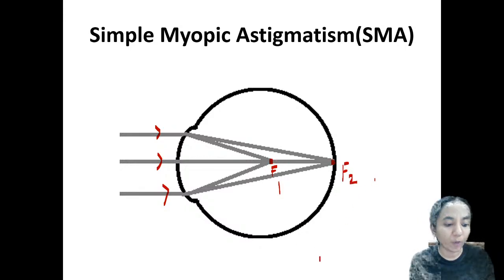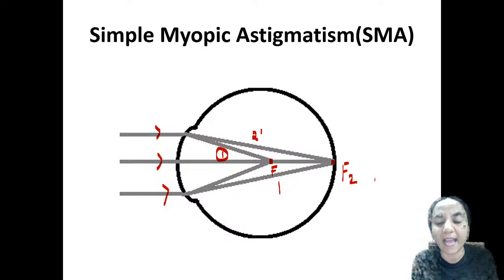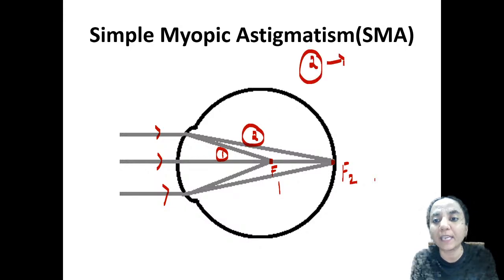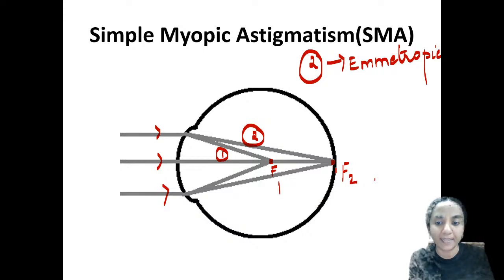So in simple myopic astigmatism, if I name this as axis 1 and I name this as axis 2, you see that axis 2 is actually emmetropic. Why do I say it is emmetropic? Because F2, that is the focal point, lies on the retina. So one set of rays are meeting on the retina, meaning one axis is emmetropic.